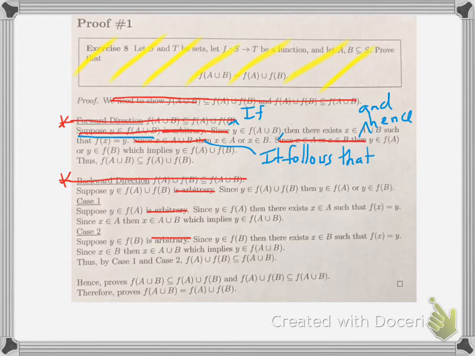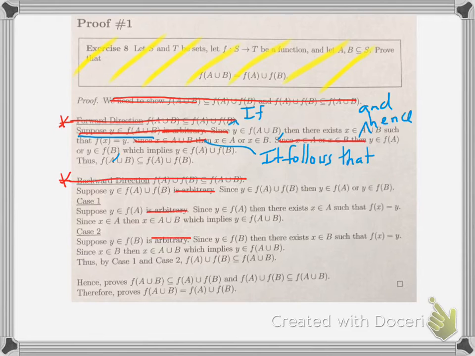Okay, it's not wonderful, it's fine. So we'll get a little comma here though, which implies y is an element of f of A union f of B. Okay, now the author concludes with thus, f of A union B is contained in f of A union f of B. All right, it's not completely necessary, but I like it being there.